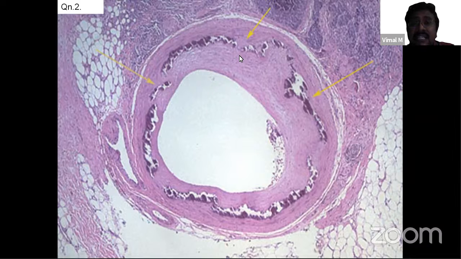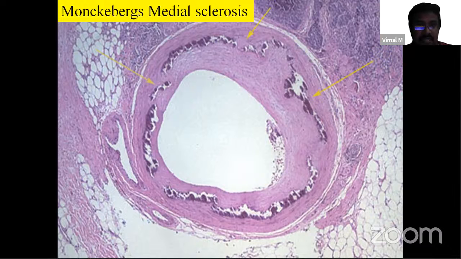If I say this is calcium, yes, this is tunica media calcium deposition. This is Monckeberg's medial sclerosis. The answer is Monckeberg's medial sclerosis. Monckeberg's medial sclerosis is nothing but the deposition of calcium salts in the tunica media of the blood vessels. So it is a type of age-related degenerative change which can occur in the blood vessel.